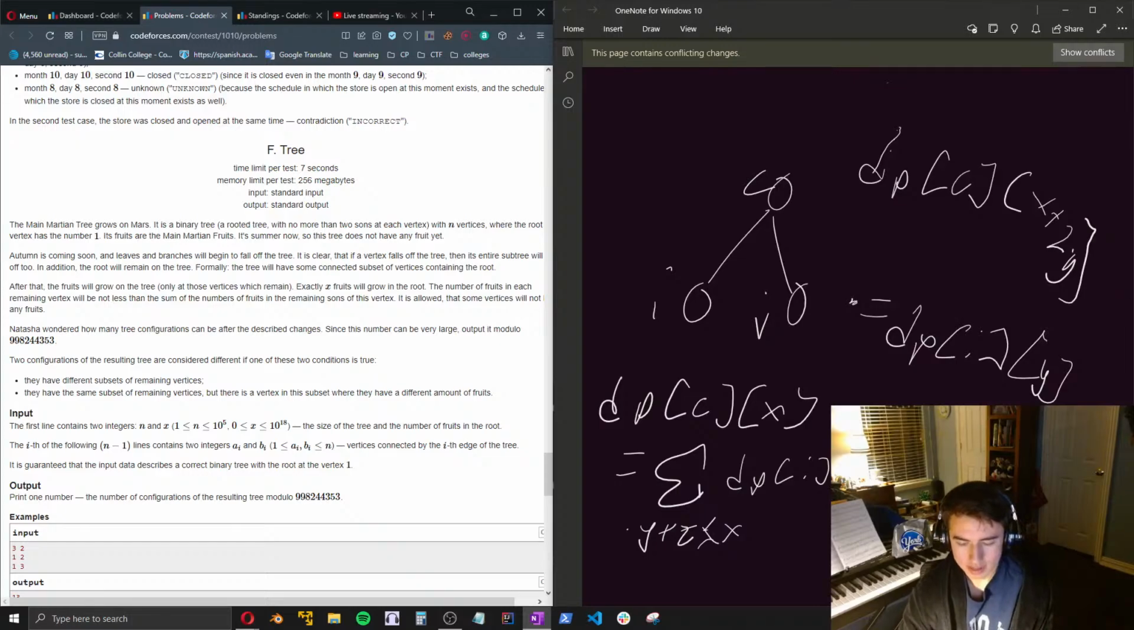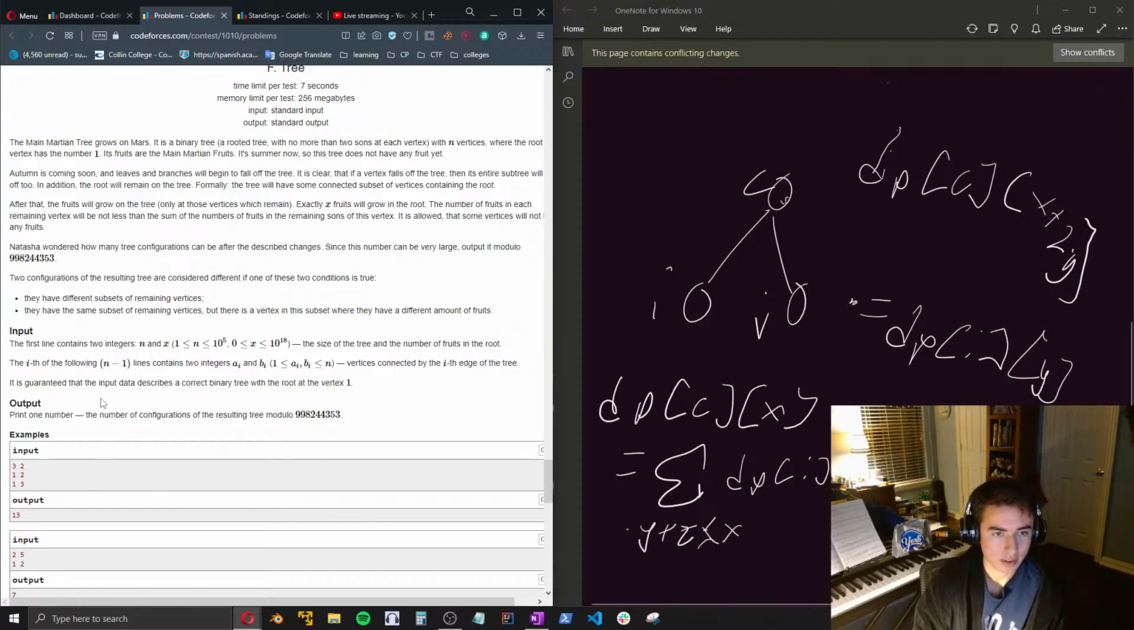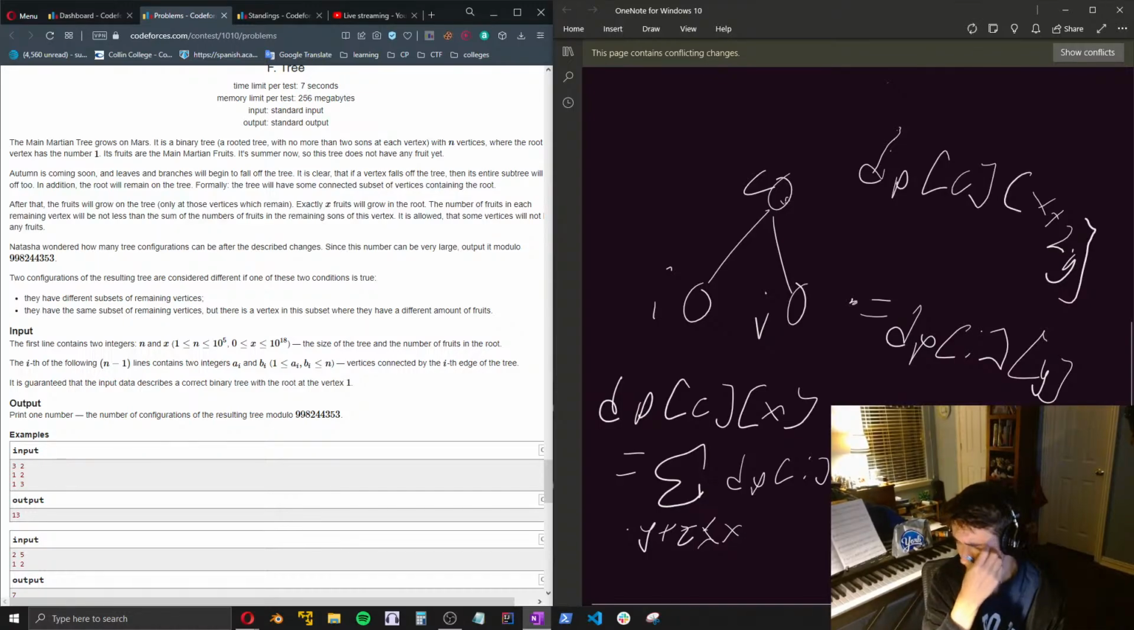Instead, dp of C X equals the number of ways to put fruits in the subtree of C, such that the node value of C is equal to X. Now of course this dp won't work, right? Because in the statement, X is up to 10 to the 18th. So we need a better way to count this.